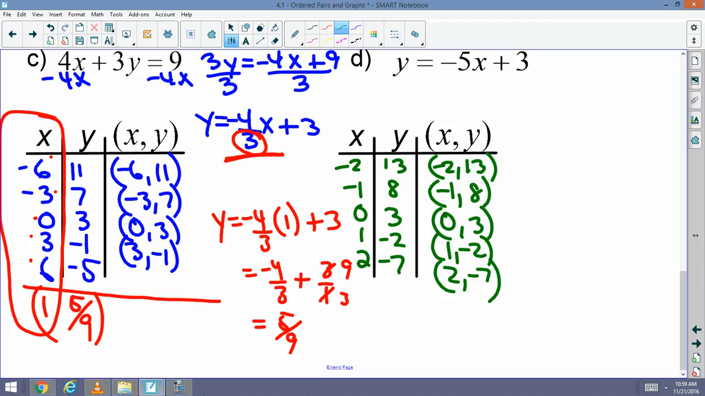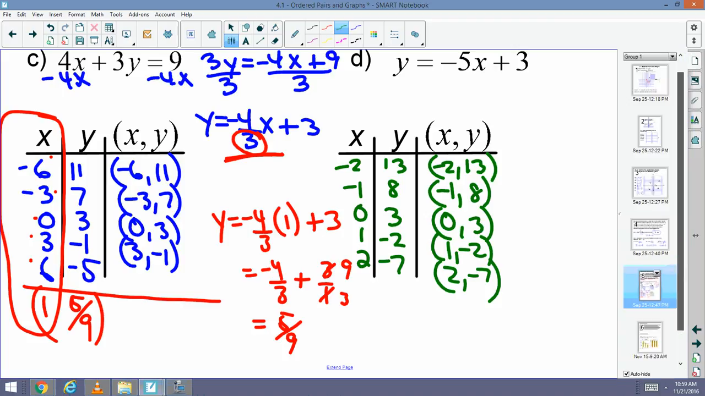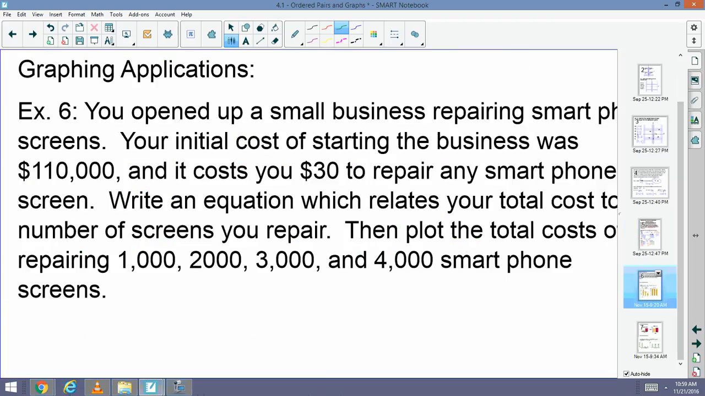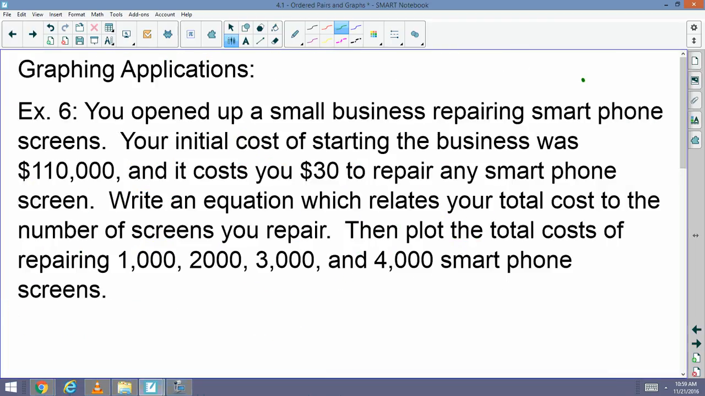All right. All right, let's see what else we got here. All right, we got 2 more pages. We're going to wrap up here for today, and we will continue with graphing applications. Thank you very much. There is technically no homework today because we did not finish the lesson.